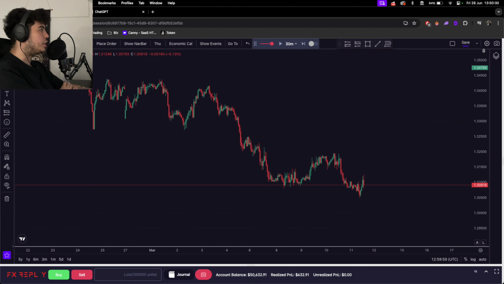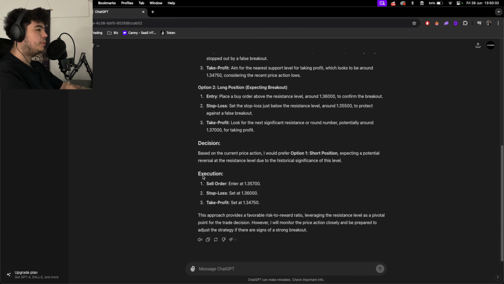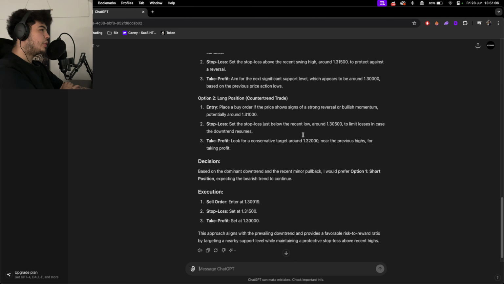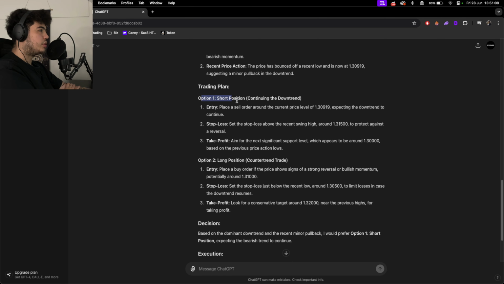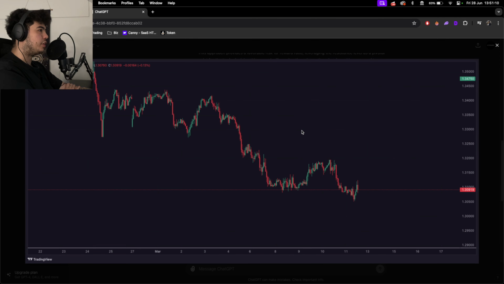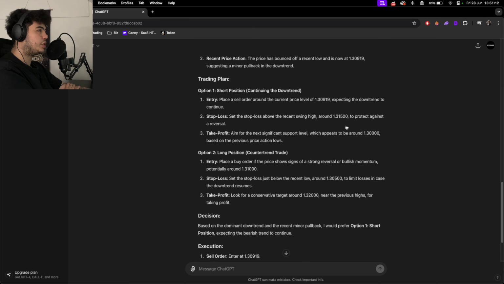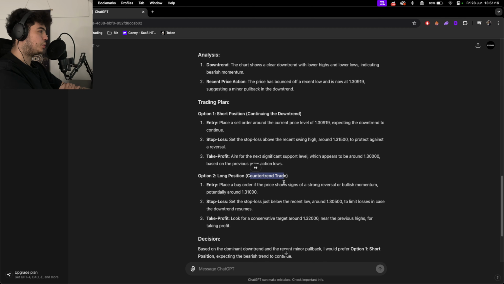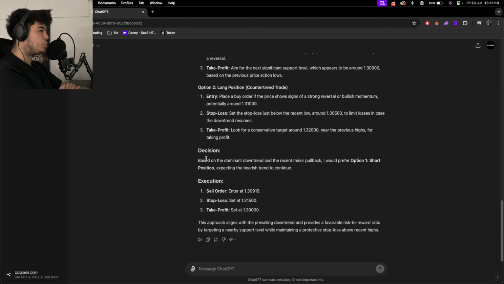So what we'll do is we will put this into ChatGPT and we'll say exactly the same thing, and we'll see what it gives us. So this is quite interesting. I've noticed it does give two options. Even when I don't give it any analysis to work from, it still gives us a continuing downtrend or a counter trend trade. However, it seems to preference one. So in this situation, just like the previous one, it's gone for the short position. So it seems to like the trend following.